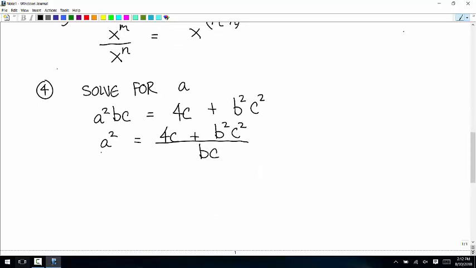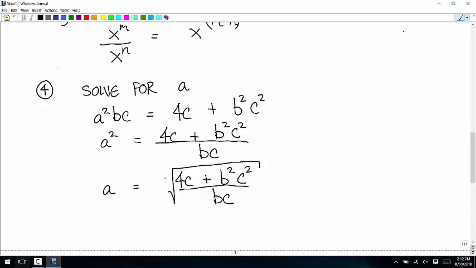And then, so now we have a squared by itself, but we want a by itself, so take the square root of both sides, and you get a is equal to the square root of all this, 4c plus b squared c squared over bc. And then it's almost done. Well, you could still fiddle with it, get a little bit different format in here, but this is the main thing that I wanted you to see.